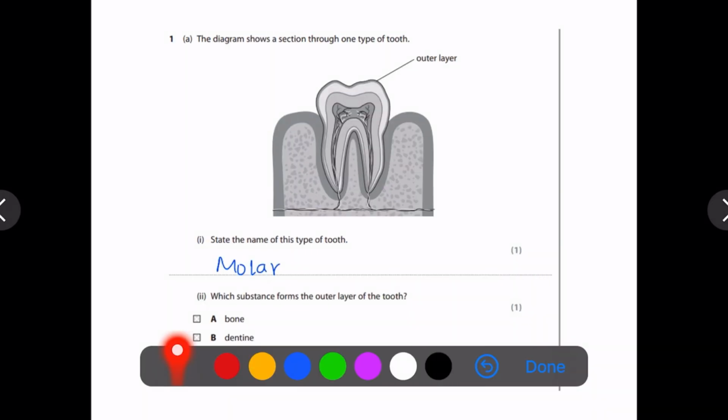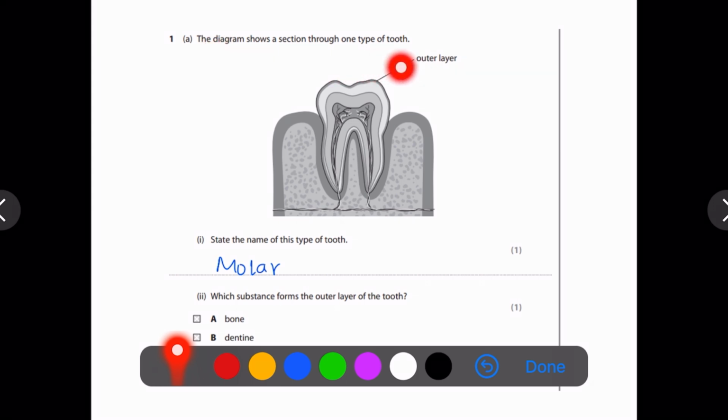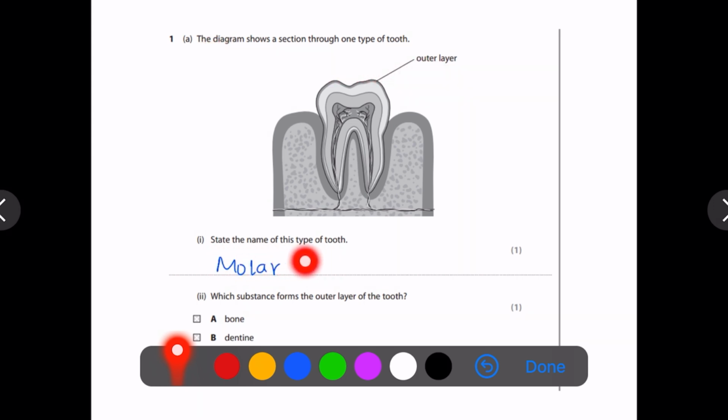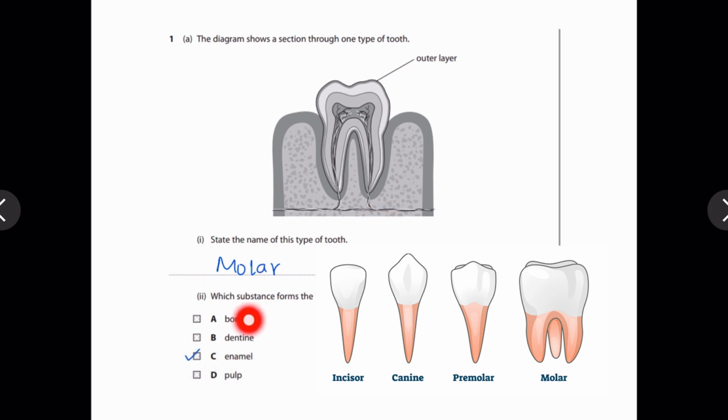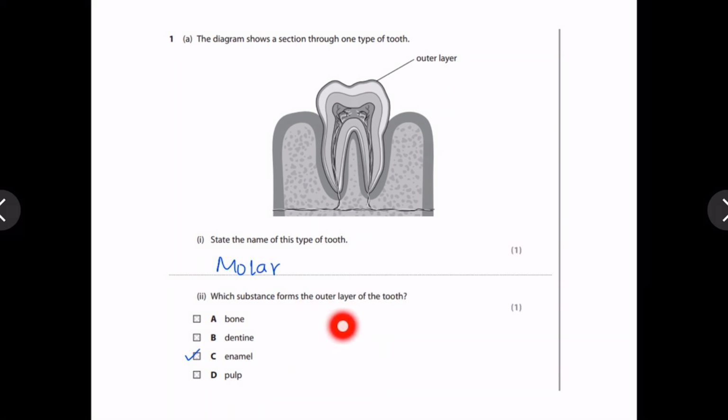Question number 1. The diagram shows a section through one type of tooth. State the name of this type of tooth. So it's a molar tooth. Which substance forms the outer layer of the tooth? The outer layer of the tooth is formed by enamel.